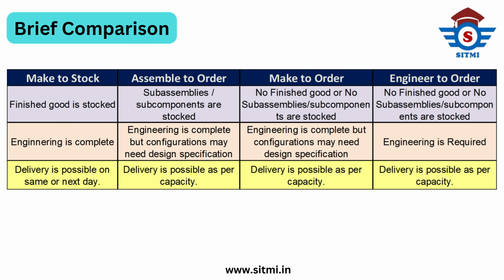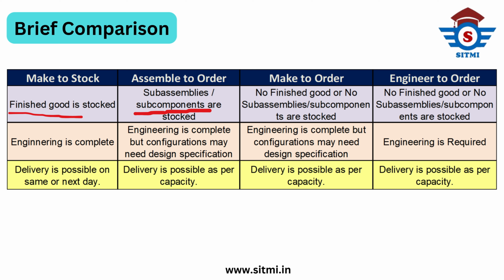Now let's see a brief comparison of all these four strategies. So the first one is what we are stocking. In make to stock, we stock finished goods directly. In assemble to order, we keep stock of subcomponents or subassemblies or raw materials. In make to order, we neither keep stock of finished goods nor subassemblies or subcomponents. Same in engineer to order, we don't keep any stock of finished goods or even subcomponents or subassemblies.